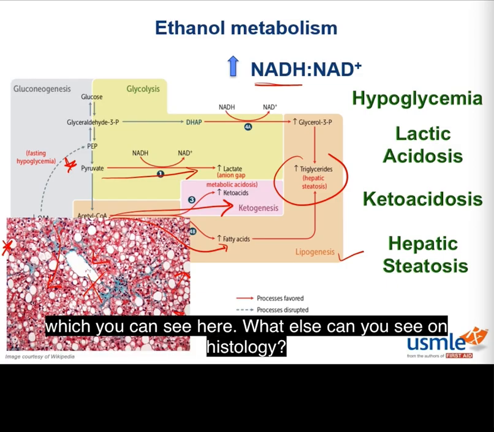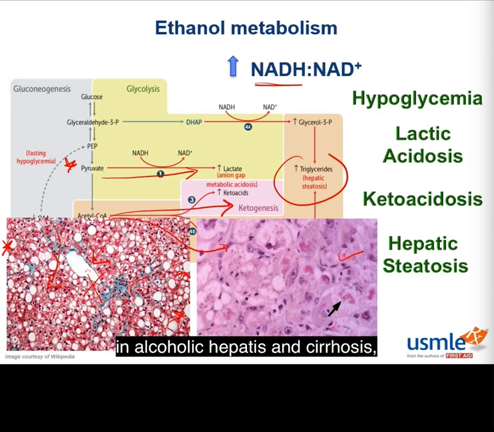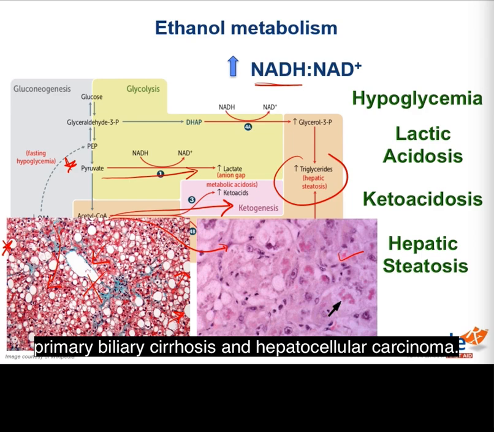What else can you see on histology? Mallory bodies, which the black arrow is pointing to. Mallory bodies are made of keratin and are common in alcoholic hepatitis and cirrhosis, but can you think of any other diseases in which you might see them? Some examples are Wilson's disease, primary biliary cirrhosis, and hepatocellular carcinoma.